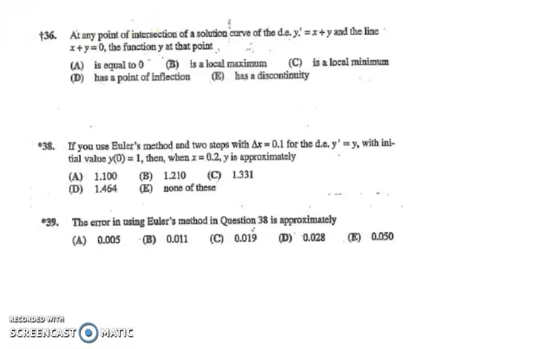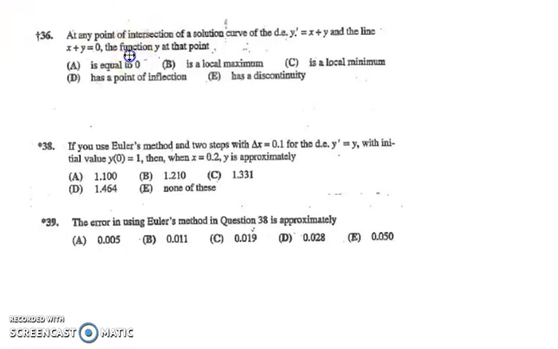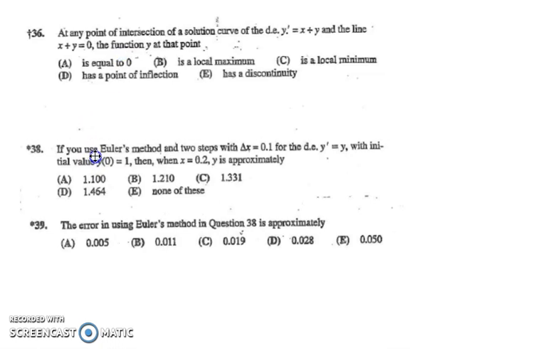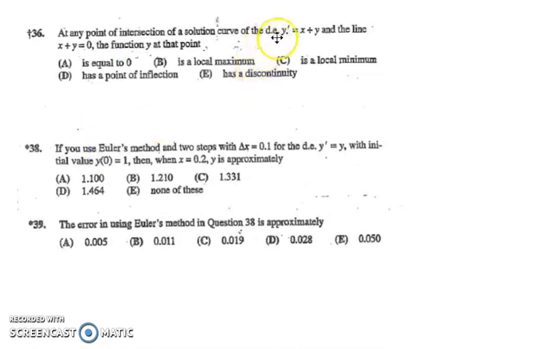All right, problem number 36 says, at any point of intersection of a solution curve given by the differential equation y prime equals x plus y and the line x plus y equals 0, and that part is key, the function y at that point is what? So here's the deal. If x plus y equals 0, then you know that y equals negative x, and you can plug that into this. If y equals negative x, then when you add x and y, you're going to get 0. So you know that y prime equals 0.